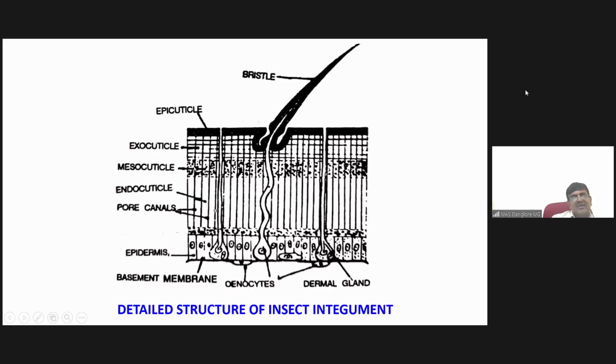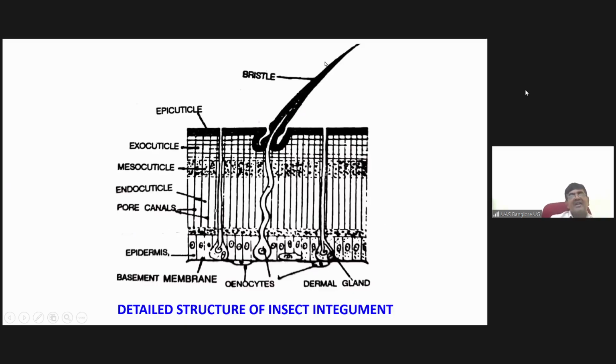Apart from this, you will find some vertical tubes that connect the epidermis and the epicuticle. These vertical tubes are called pore canals. They transfer the materials required for cuticle formation from the epidermis to the epicuticle. So this is the main structure of the insect integument.